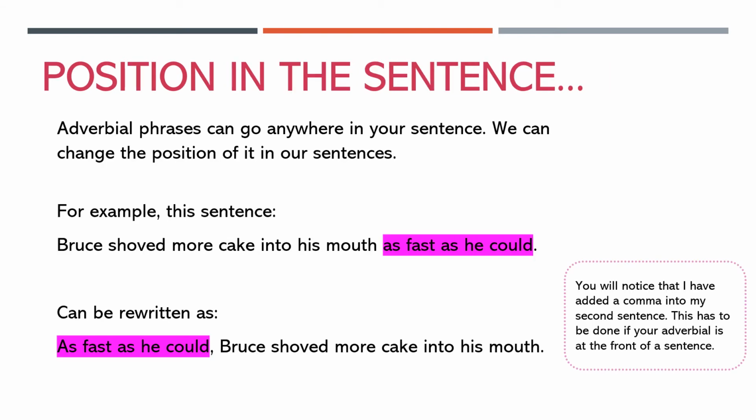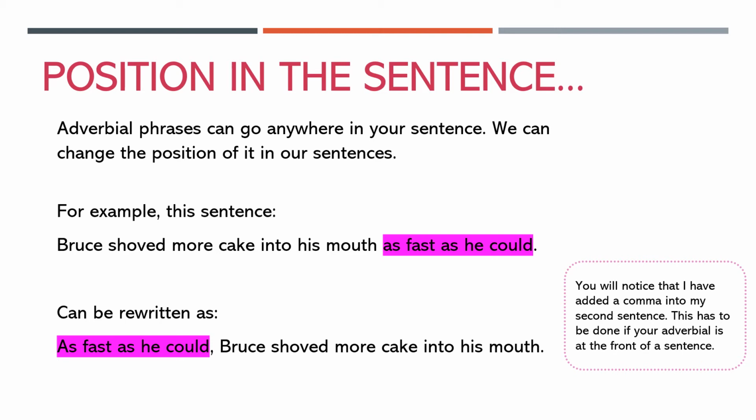Now, just a bit like adverbs, the position of the adverbial in the sentence can be changed. For example, in this sentence, Bruce shoved more cake into his mouth as fast as he could. So as fast as he could is an adverbial of manner, telling us how he did it. He did it as fast as he could. We can move that to the beginning of our sentence and make it more of a fronted adverbial. As fast as he could, Bruce shoved more cake into his mouth.